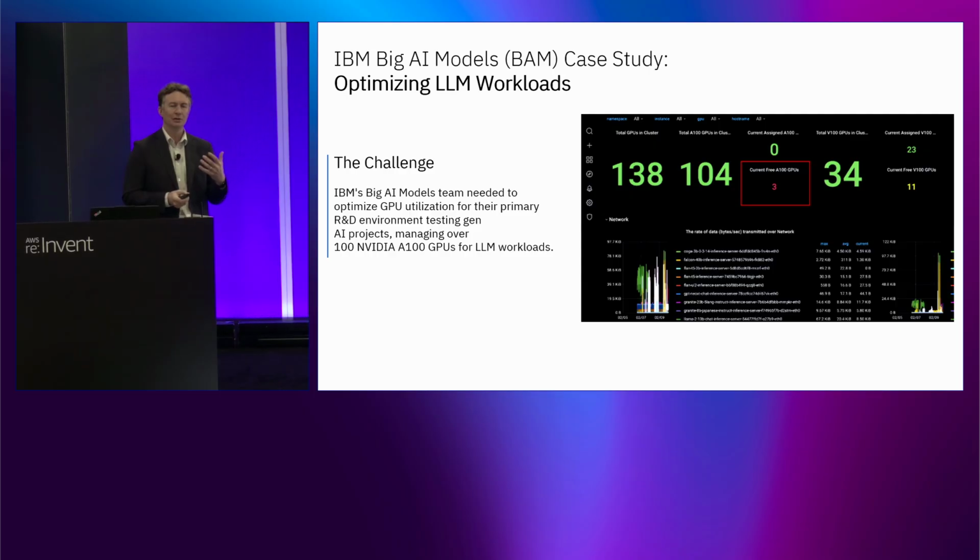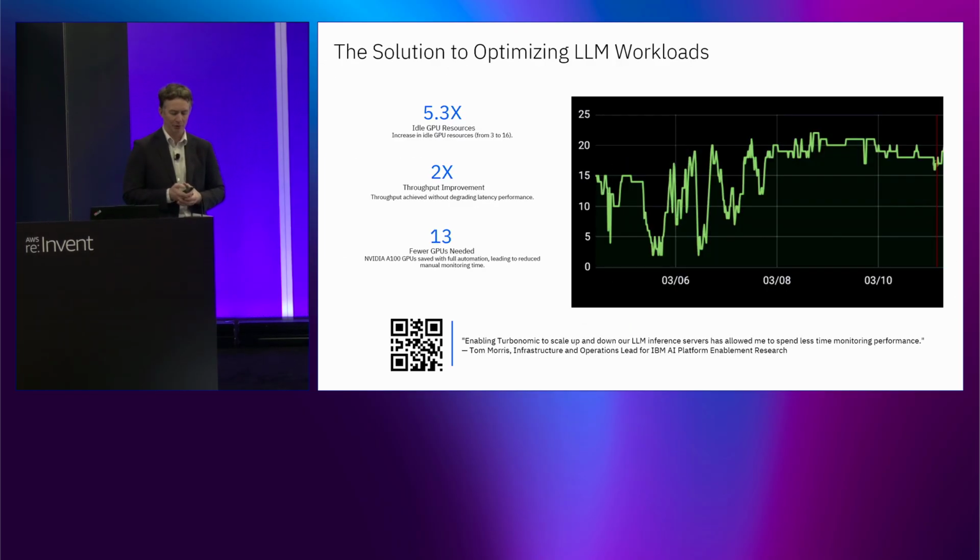And what they wanted to do as well was figure out how they could potentially make these GPUs more dense and get more ROI out of what they were doing. After using Turbonomic, they saw some great results: 5.3x in terms of idle GPU resources. This took the headroom from 3 to 16, so these 16 GPUs were resources available for other workloads. They saw a 2 times throughput improvement without impacting latency. That was a big benefit for them.